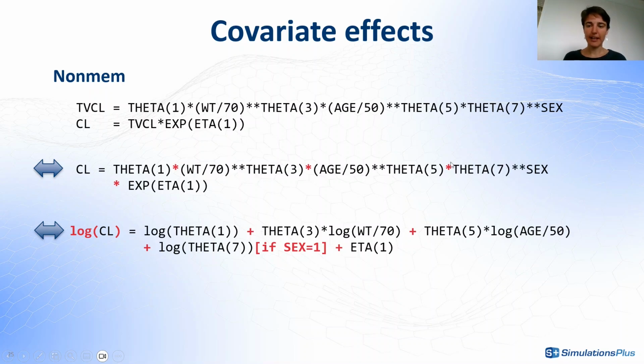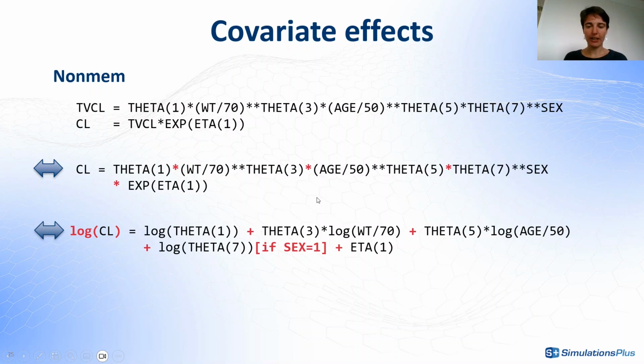And actually for sex, what I had here was theta 7's power sex, meaning that if sex is 0, this term would disappear, and if sex is 1, I would have the theta 7. So here I've written it slightly differently with a bracket that indicates that this term is there if sex is equal to 1, and it's not there otherwise. And finally, the random effects.